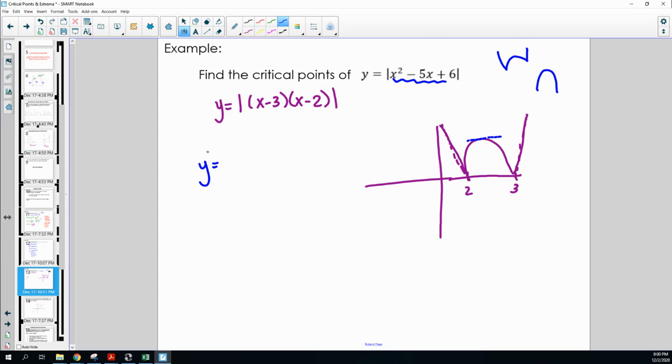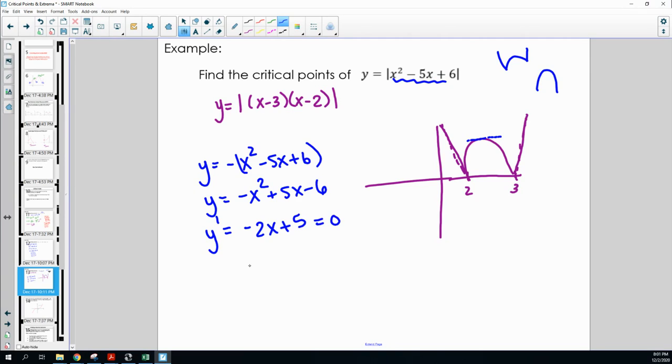So when I take the derivative, I'm going to use y as the negative version, so y equals negative x squared minus 5x plus 6. I'll just distribute that, so y equals negative x squared plus 5x minus 6. Now I'm going to take the derivative of this. I have negative 2x plus 5, and I'm going to set that equal to 0. So I get negative 2x equals negative 5, so x is equal to 5 over 2. This is one of my critical points because that is where my derivative is equal to 0.